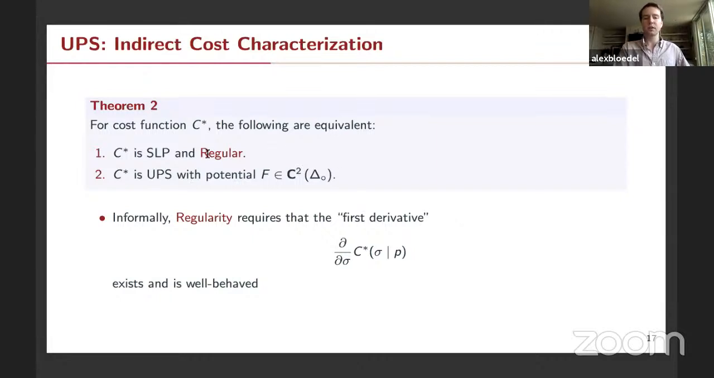The more substantive condition is this regularity condition, which is imposed on an SLP cost that a priori does not need to be UPS. Roughly speaking, regularity requires that the cost function has a well-behaved first derivative with respect to the experiment. Of course, I need to define more precisely what this means, and that's what I'll do on the next couple of slides.